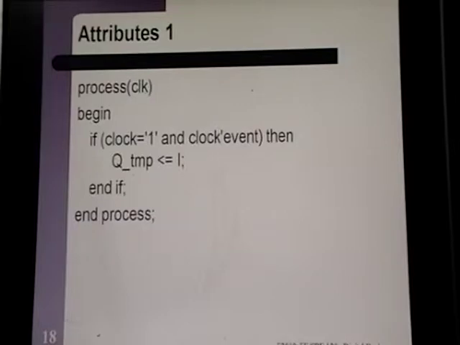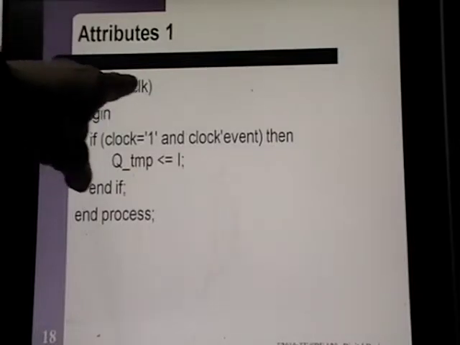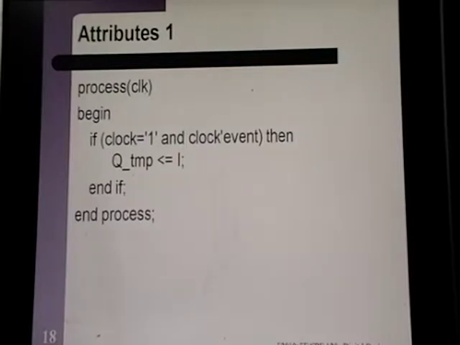Whenever a signal in that list changes, this process will be called and the code inside that process will be run. That code will not be run unless the signals in the sensitivity list change. Okay, so that's the first thing, just reviewing.